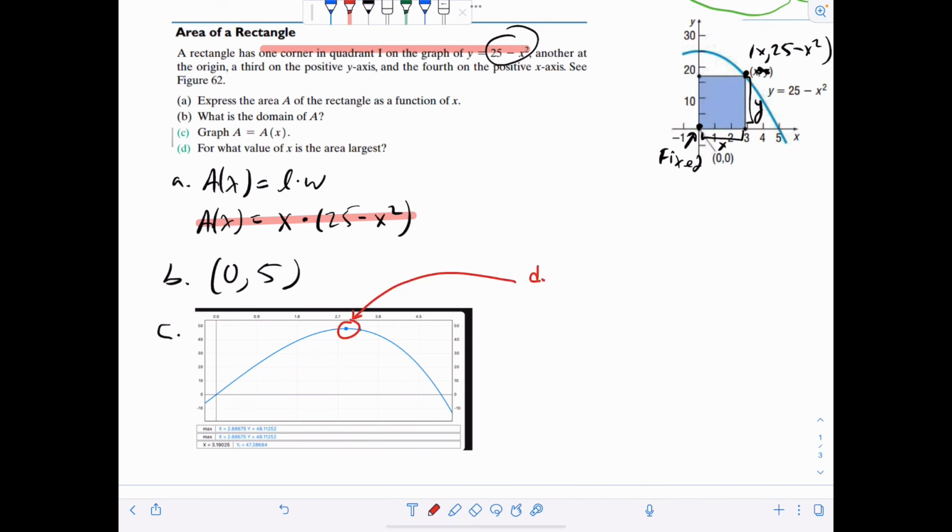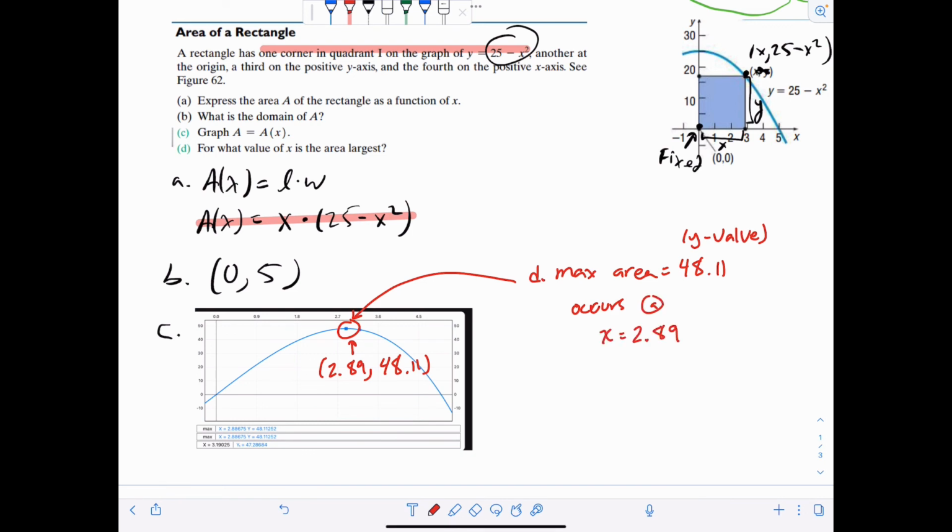So for D, we're going to say the max area is equal to 48.11. And that's because I saw, you can actually see it right here as well. The coordinate 2.89, comma 48.11. So I'm going to say the max area is 48.11. Note that that's your y value. And it occurs at x equals 2.89. And we're done.